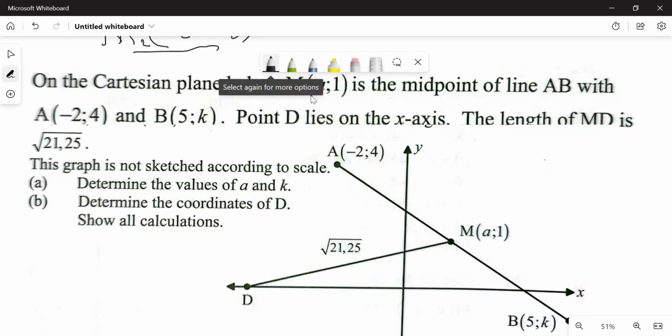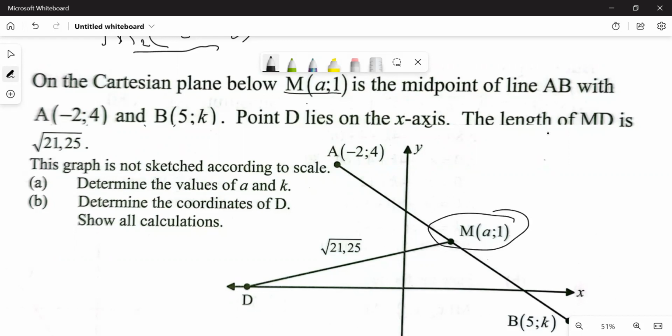On the Cartesian plane below, we have M as our midpoint. We are told that M is the midpoint of line AP. So we have a line AP, and AP has something in the middle. What is in the middle is considered to be M. M is the one in the middle.